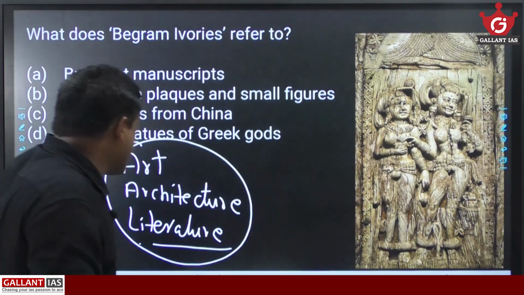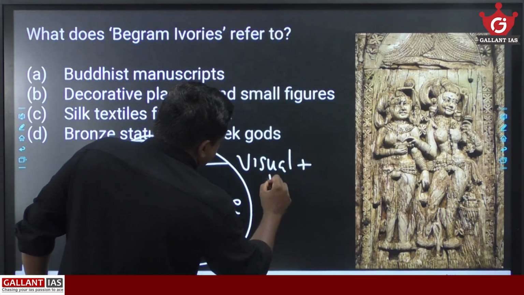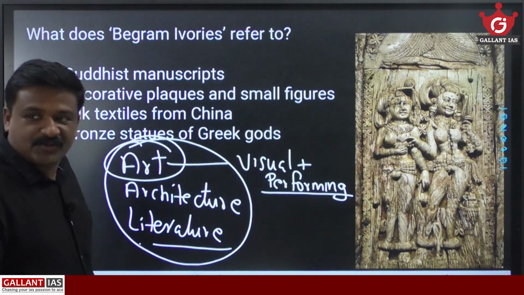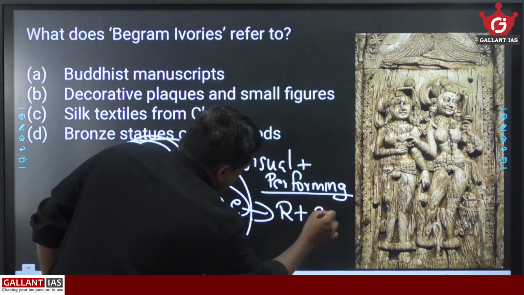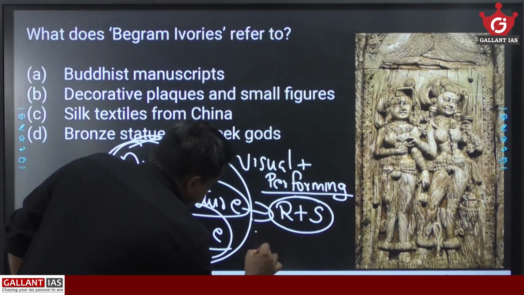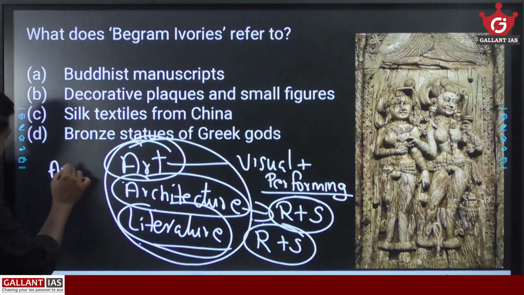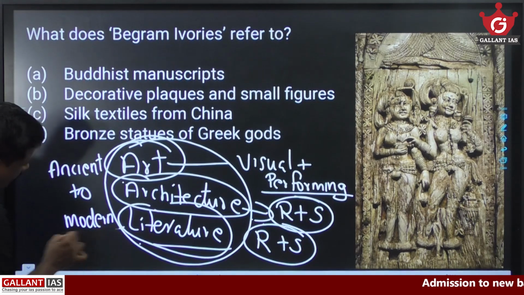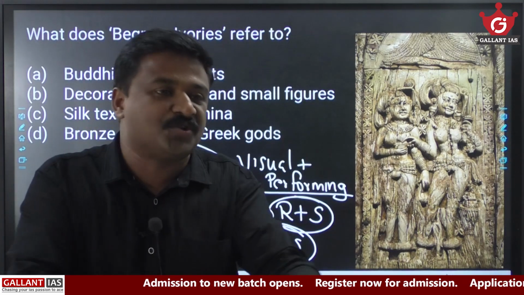So here you see that when I say art, it will cover all these visual arts and performing arts. Similar way, architecture is also, you must understand, religious and secular architecture. Literature, again, I would say this is religious and secular literature. All this covering from ancient times to modern times. Now the question is that, yes, we have to cover art, architecture, literature from ancient to modern times.